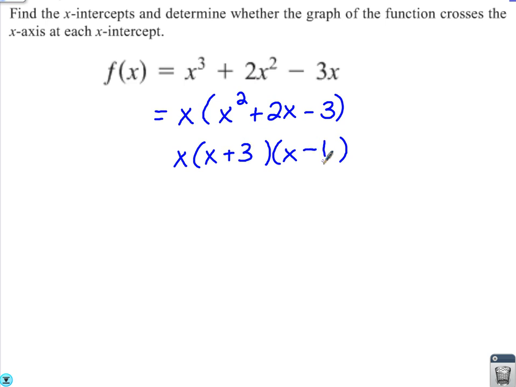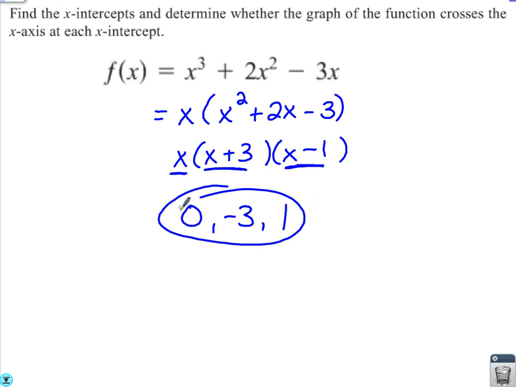So I have 3 zeros. My 3 zeros are 0, negative 3, and positive 1. There is absolutely no multiplicity on those. They're all roots once. Since they're all roots once, then it says find the x-intercepts to determine whether the graph crosses or touches at each. All 3 of these would cross. That makes sense.